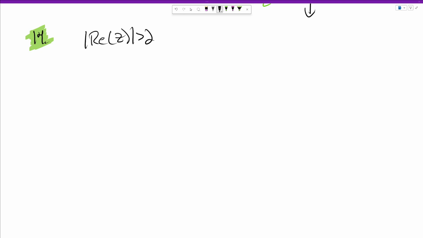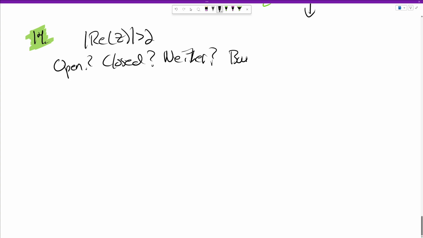All right, in 14, we're looking at the following subset of C. And all we want to know is, well, first of all, what is this set? And is it open? Is it closed? Is it neither? Is it bounded? Perhaps, maybe? Is it connected? So the words we introduce in this section, do they apply? How do they apply to this set? Do they satisfy the definition?